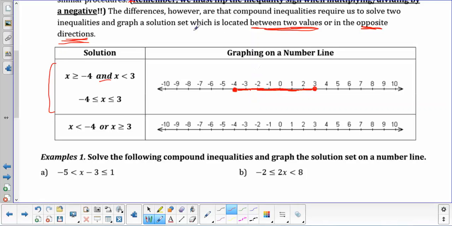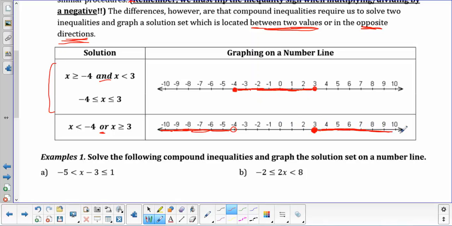An or inequality has one option. You will literally just see it with or written in there. That's the only way that you can have it. This one you have x is less than -4 or x is greater than 3. Same idea here. Plot one at a time. Less than -4, open circle, shade this guy to the left. X is greater than or equal to 3: greater than or equal to, solid dot, greater than, and we're going to shade to the right.